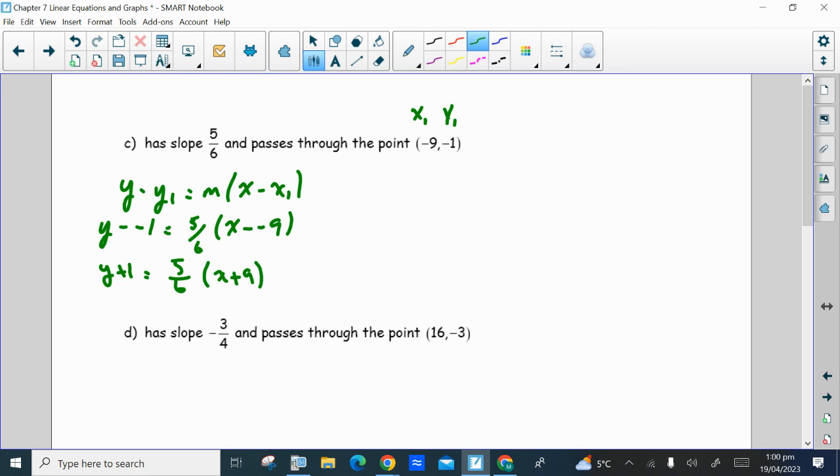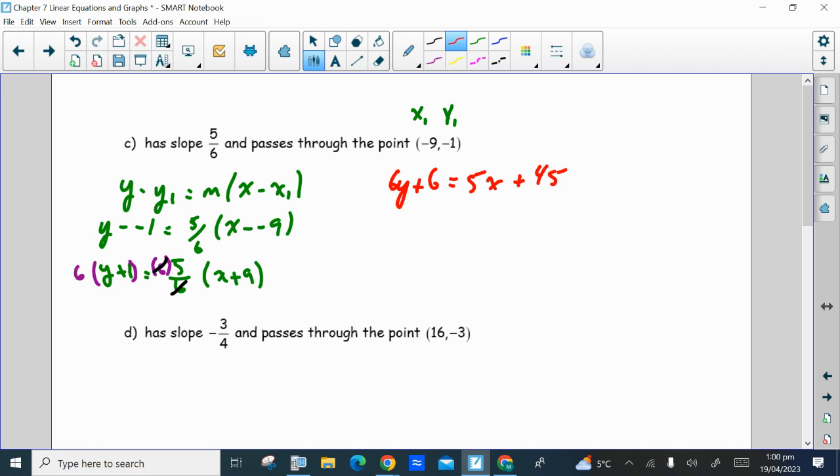But we are asked to write it in slope-intercept form, which is y equals mx plus b. So I need to do that. Probably the easiest thing to do here is to start by multiplying both sides by 6, because that is the denominator on the right. And the reason we would do that is because now those 6's cancel, and you've gotten rid of the denominator. If you multiply out what's left, on the left we'll have 6y plus 6 equals, on the right it's 5 times x plus 9. 5 times x is 5x plus 5 times 9 is 45.